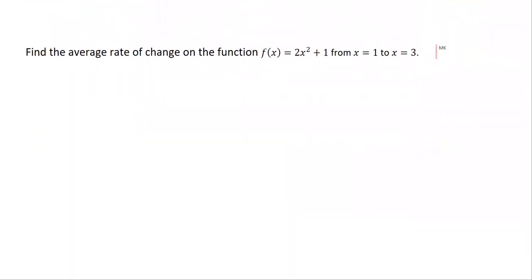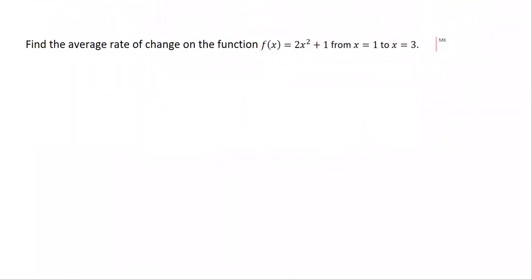Find the average rate of change of the function f of x from x equals 1 to x equals 3. So you can notice that you are not given coordinates, you're given x points, because that makes sense. From 1 to 3, what was the change in the rate? What was the average change in the rate? So, we write average rate of change as ROC, average rate of change. It's a quick way for you to recall that.